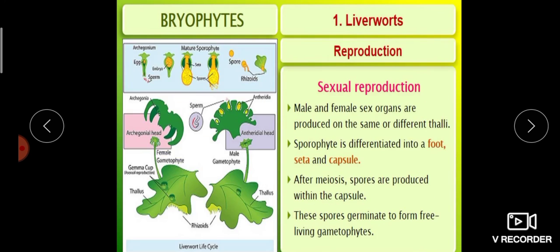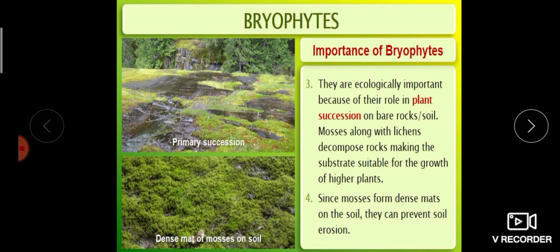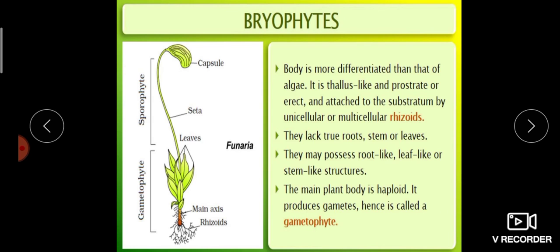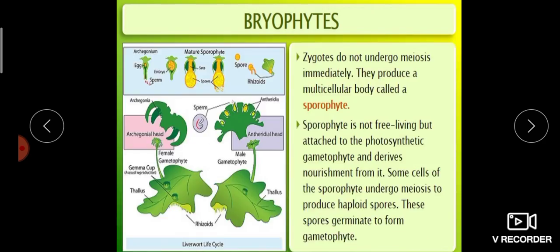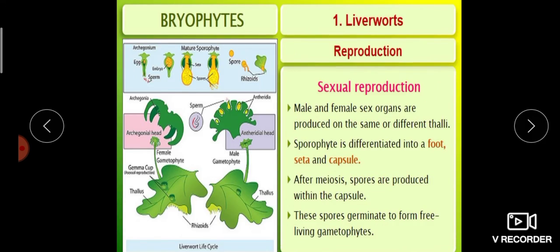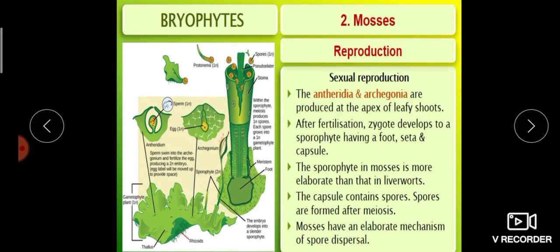I will give you the picture. So this is the picture of Funaria, and it contains the capsule, and inside the capsule the spores are produced. It contains rhizoids, leaf-like structures, seta and capsule. The capsule contains spores, and these spores are formed by meiosis.